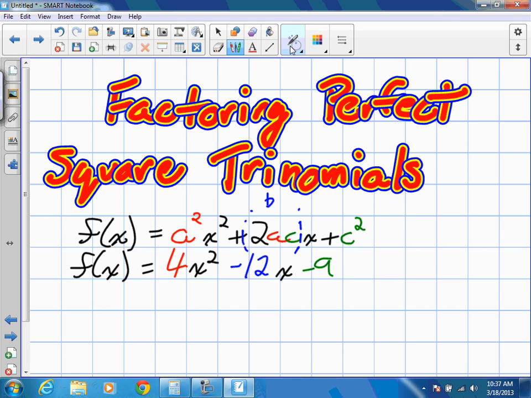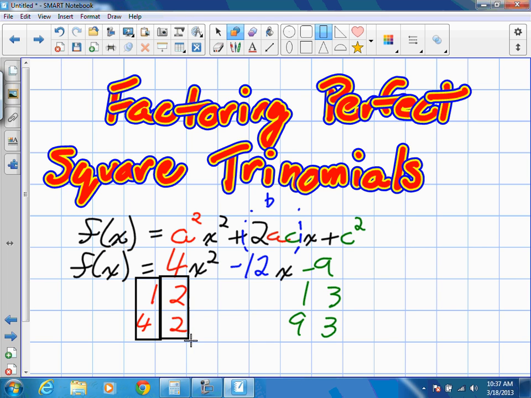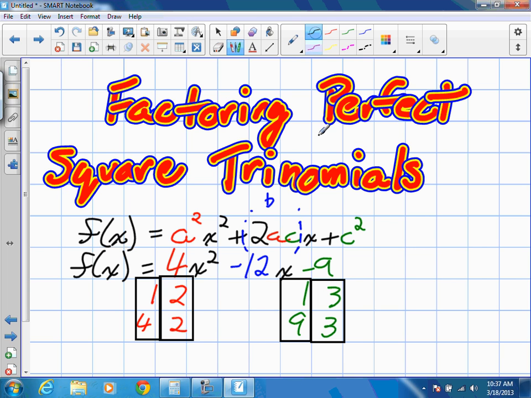Okay? So we're going to go through our normal style of factoring, where we find the factors of the first term, 1 and 4, 2 and 2, and the factors of the last term, which are 1 and 9, 3 and 3. Okay? We're going to set up our columns here. We know the columns for the first factors are going to be our first terms in the brackets, and the second ones will be the second terms in the brackets. We know when we multiply across, the products need to multiply to our middle term, which is negative 12x.